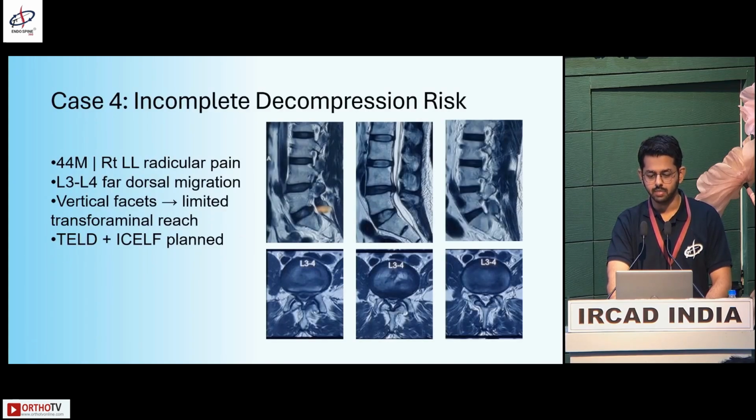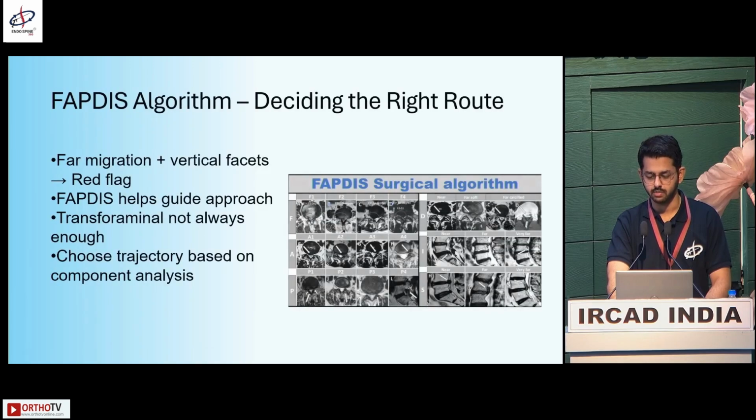Last risk is incomplete decompression. This patient had a dorsal migrated disc at L3-L4 with a vertical facet joint. A pure transforaminal approach would miss the dorsal portion of the herniation, leading to incomplete decompression. We preoperatively planned a combination of transforaminal endoscopy and a contralateral interlaminar approach to access the migrated fragment safely and completely.